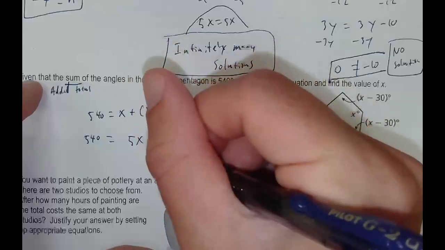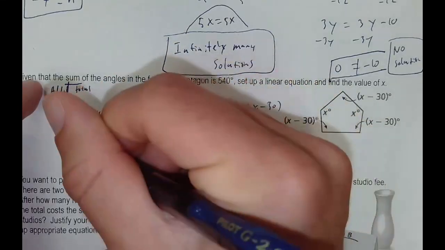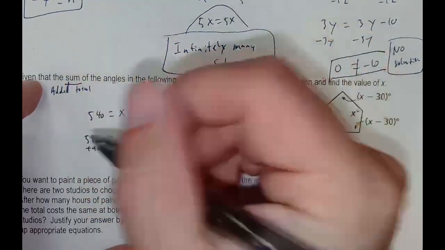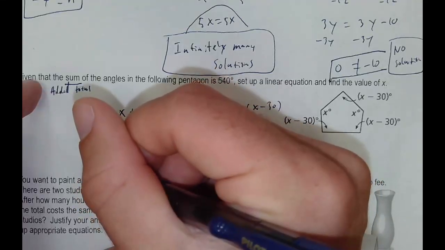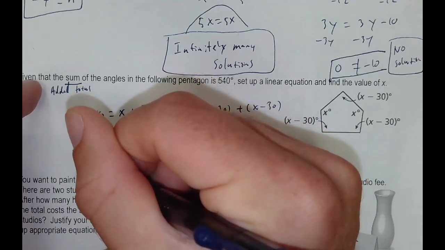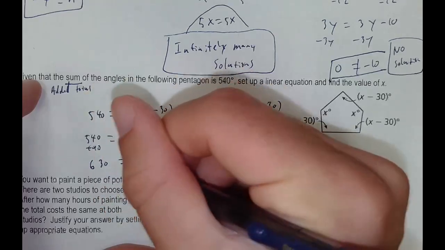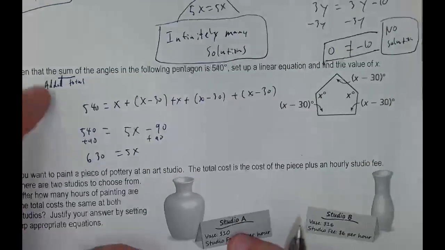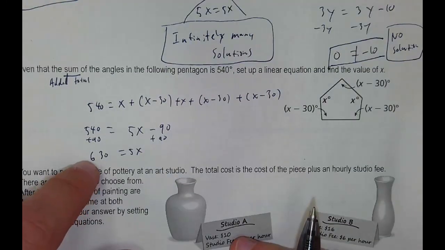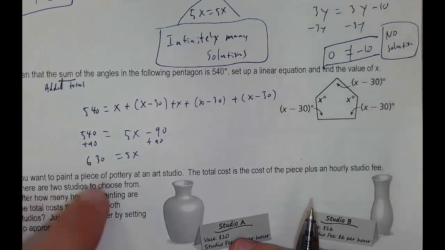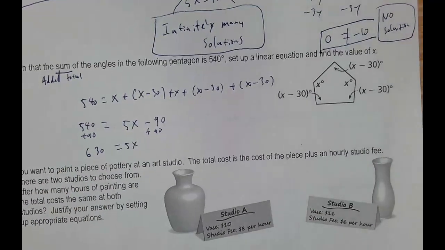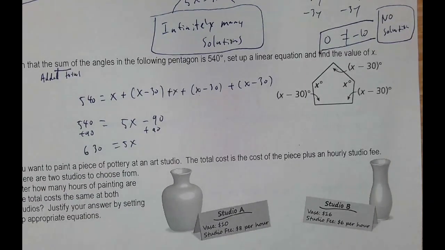We're going to add the 90. And we'll get 630 equals 5x. Where I think that's 65. I think 63. Let's check that. 630 divided by 5.